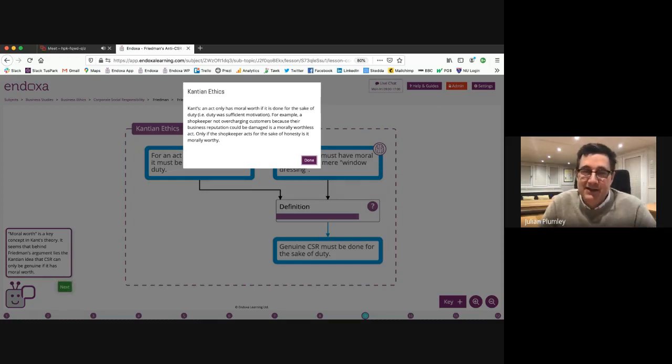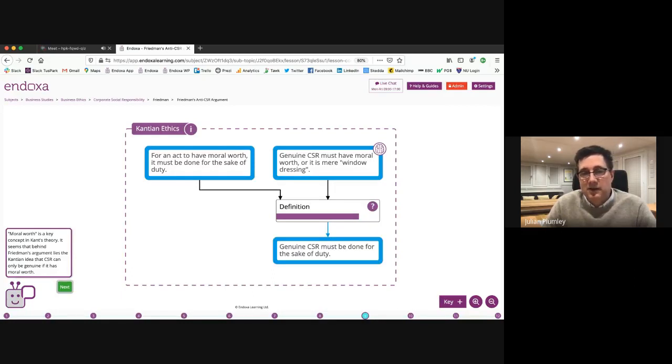So Kant has this idea that things only have moral worth if they're done for the sake of duty, so if duty was sufficient motivation to do them. And he has a very famous example of a shopkeeper who doesn't cheat his customers. He doesn't overcharge them. But the reason he doesn't overcharge them is because he's worried about his business reputation, not because it's the right thing to do. In that case, Kant says his action, although it's the right thing to do, has no moral value. Yeah. And this is very central to Kantian thinking. So I've built that in here.